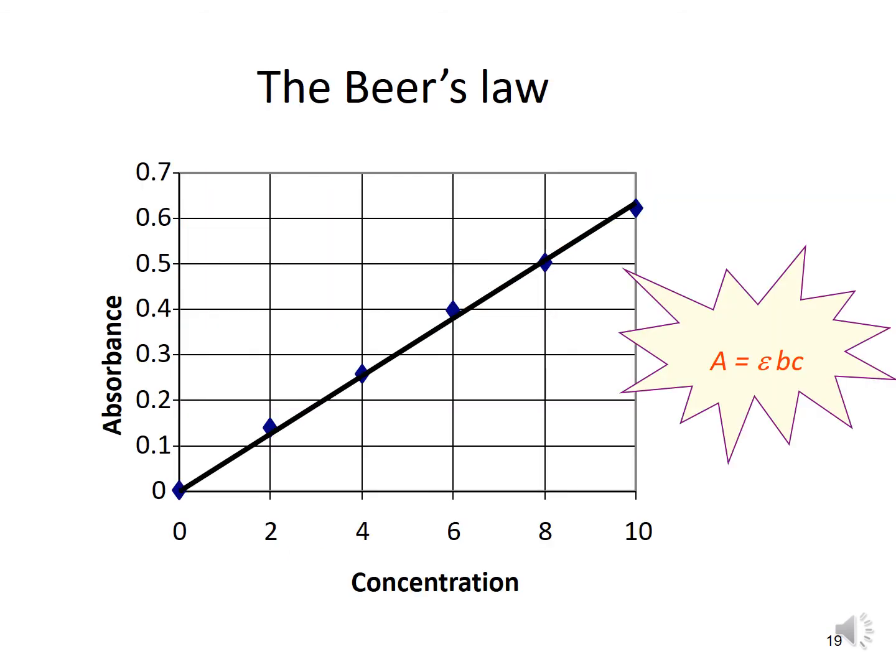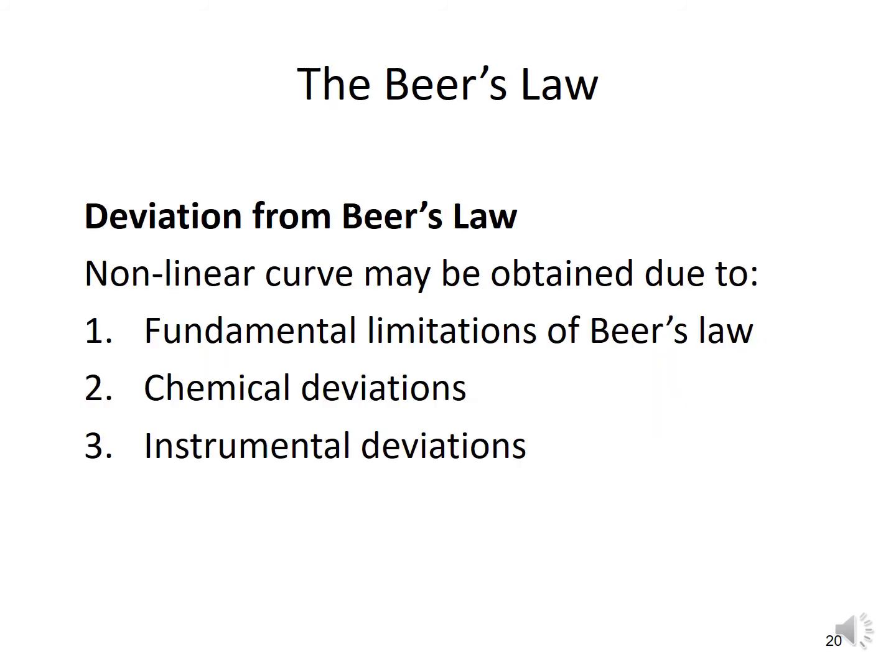Okay, so this is the calibration curve. Basically the absorbance will be directly proportional to the concentration, and in this case we can see that the Beer's law must follow this order. It means that absorbance must be directly proportional to the concentration of your analytes.